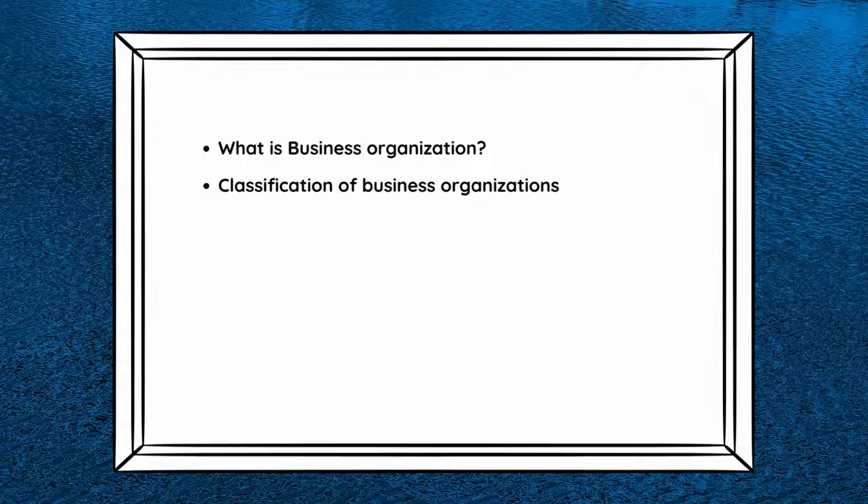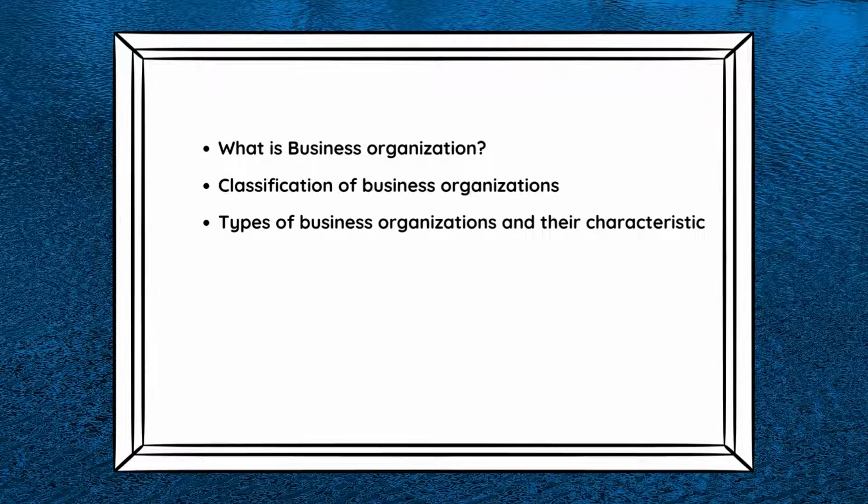Third subheading we will be studying is the types of business organizations and their characteristics. For example, sole proprietorship, partnership, incorporated companies. Okay, we'll discuss them further later.